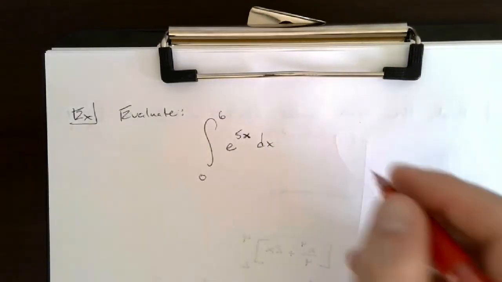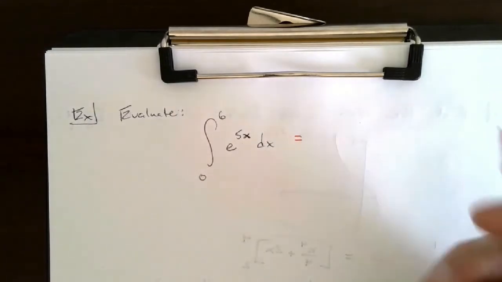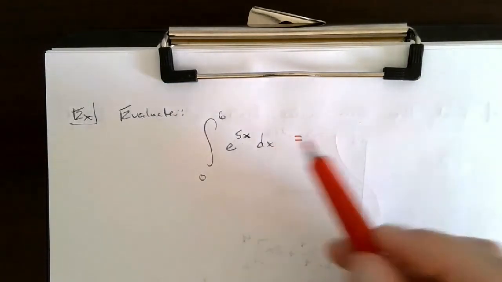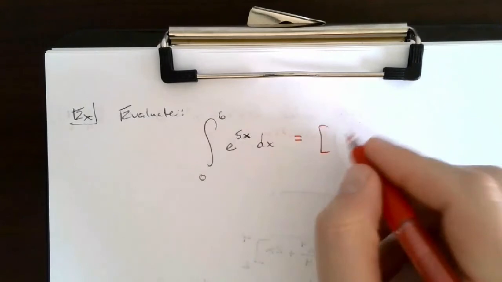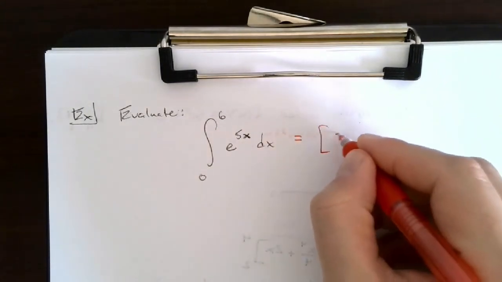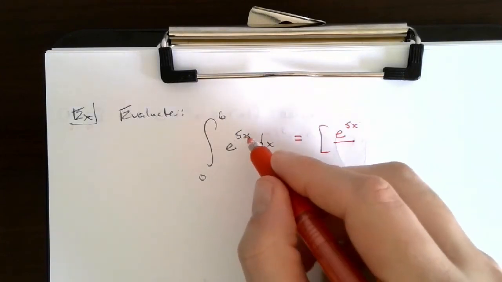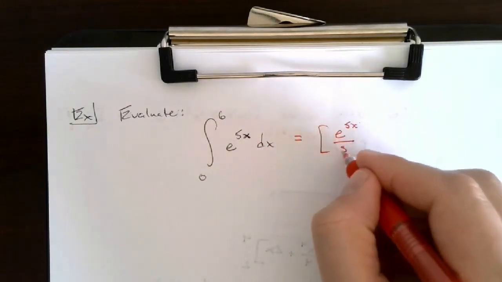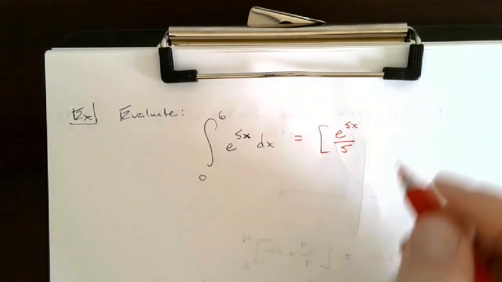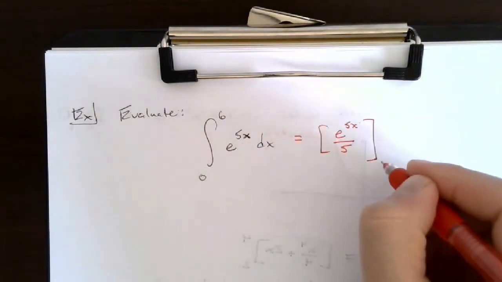So taking the antiderivative here, the antiderivative of e to the 5x, remember how it works. The antiderivative of e to 5x, you're going to write exactly what you see, and then you divide by whatever the constant was in front of x, right? So you divide by 5. So we got e to the 5x over 5, and we're going to evaluate this from 0 to 6.